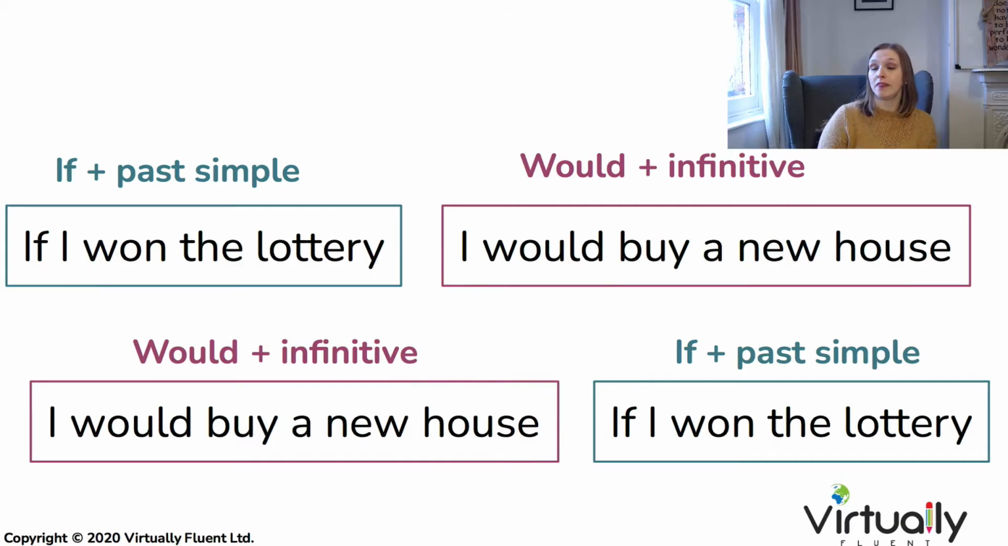If I won the lottery, comma, I would buy a new house. But if we flip it and have event B first, we do not need a comma. I would buy a new house if I won the lottery.